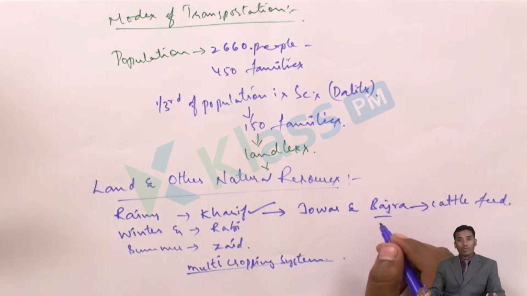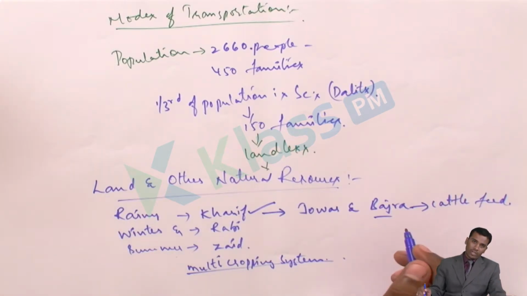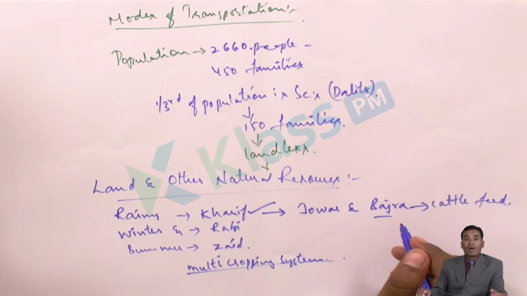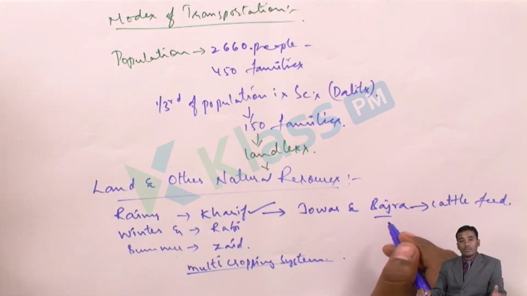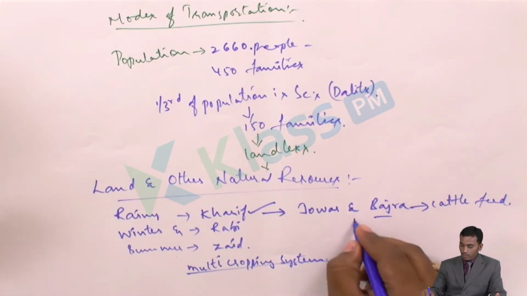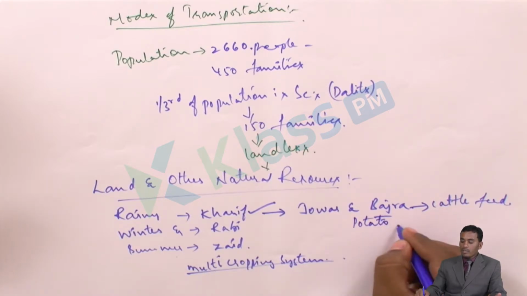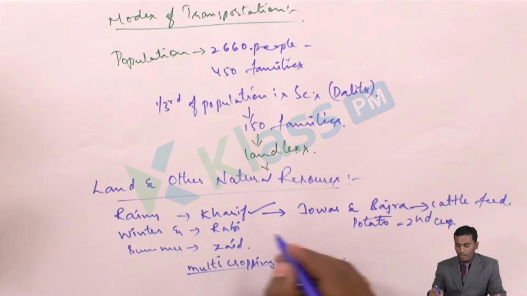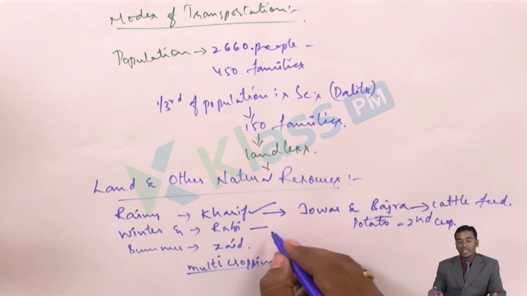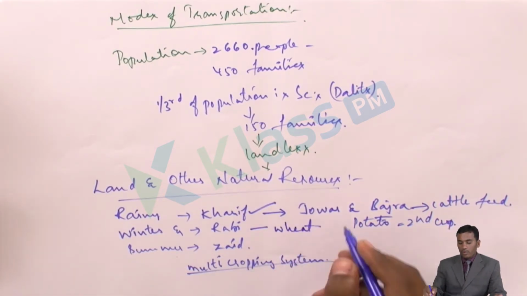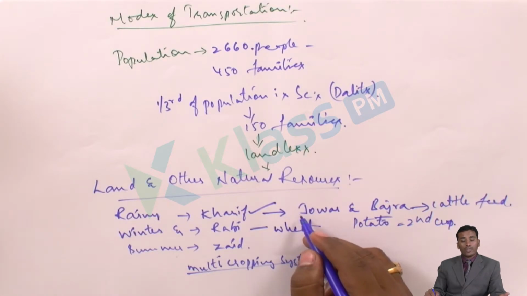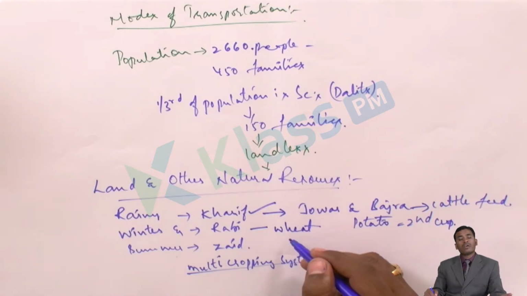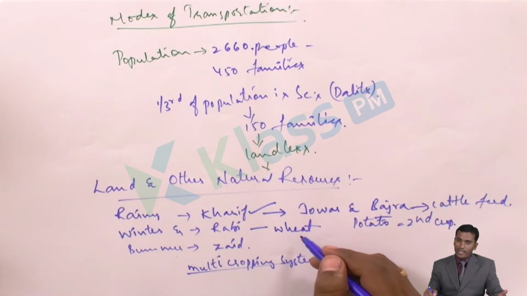So coming back to Rampur village. Along with jowar, maize and bajra, what are the other crops cultivated in Rampur? They used to cultivate potato also, as the second crop. And what did they cultivate in Rabi? Mostly they cultivated wheat in the Rabi season. So in the Kharif season, jowar and bajra, whereas in the winter season, Rabi, they grew the wheat crop.